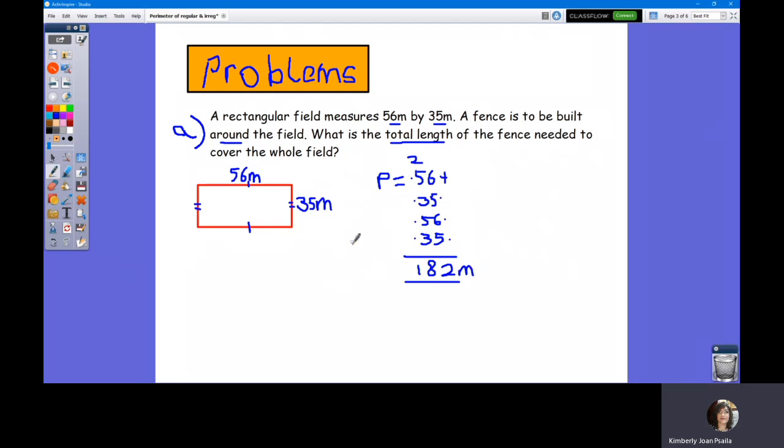This is talking about the fence around the field, which is in meters now, not in centimeters. Always check your working and also always write your units. In this case, we have meters.